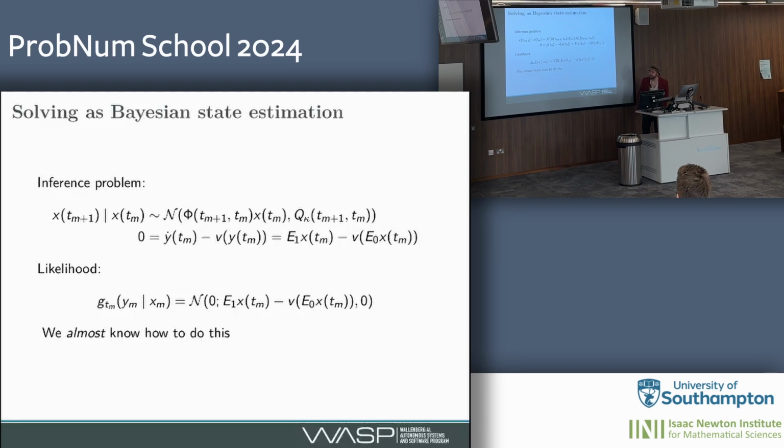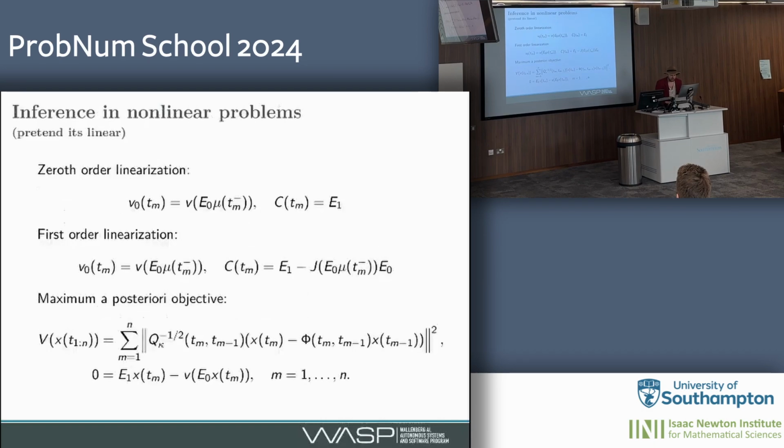We have the formal Bayesian state estimation recursions. We have the recursion corresponding to Gauss-Markov models, but then we assumed that everything here was linear. So what do we do when things are nonlinear? Well, we pretend it's linear.